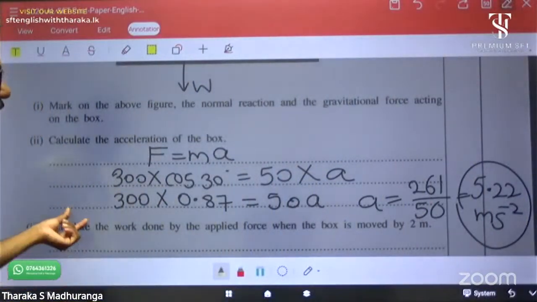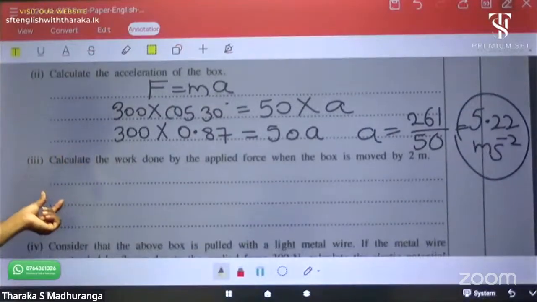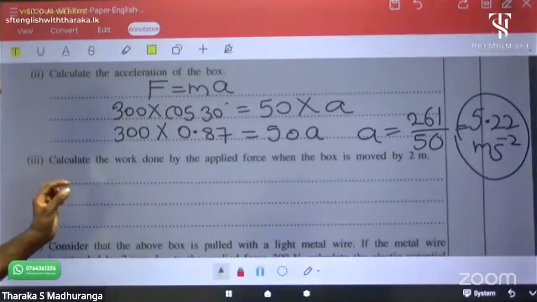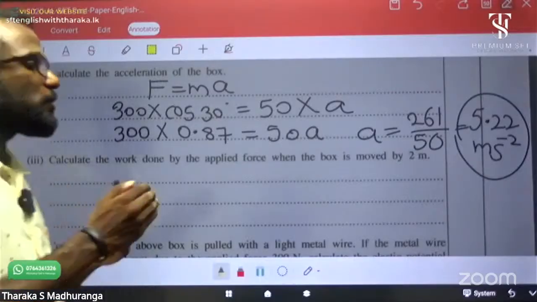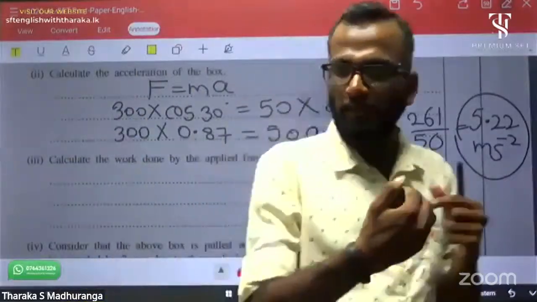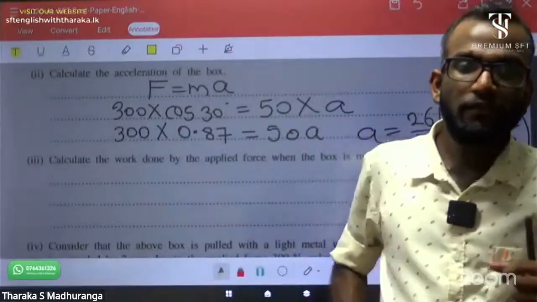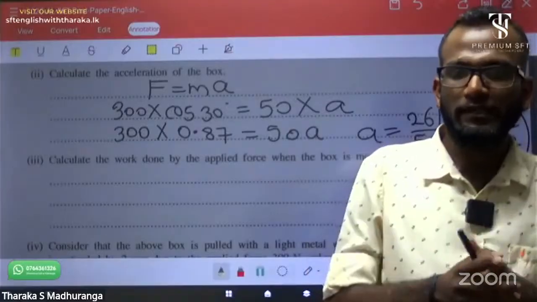Okay, try the third one. Calculate the work done by the applied force when the box is moved by 2 meters. A 2 meter displacement. The work done by the applied force is asked.